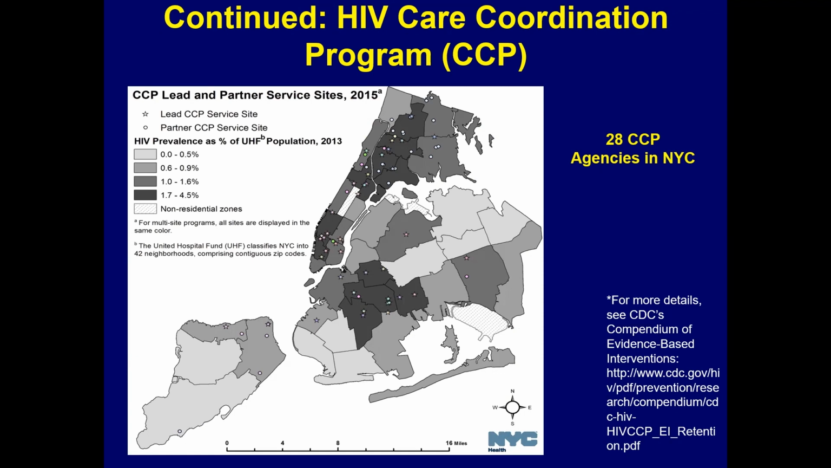As shown in this figure, there were 28 agencies and their affiliated service sites against a map of HIV prevalence in the NYC neighborhoods. As you can see here, program locations are in the neighborhoods with the highest HIV prevalence across all 5 boroughs of the city.